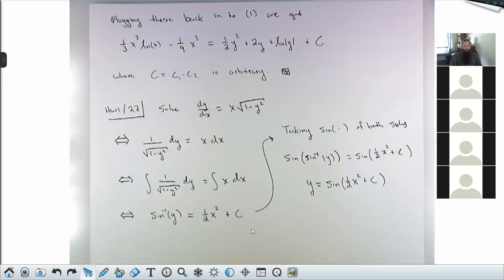On an exam, if I were to give you this problem, and I didn't specifically say, give me an explicit solution, you could give me this and that would be okay. However, if I did say, give me an explicit solution, I would need this. And stopping at the previous step would lose you about 1/5 of the credit.